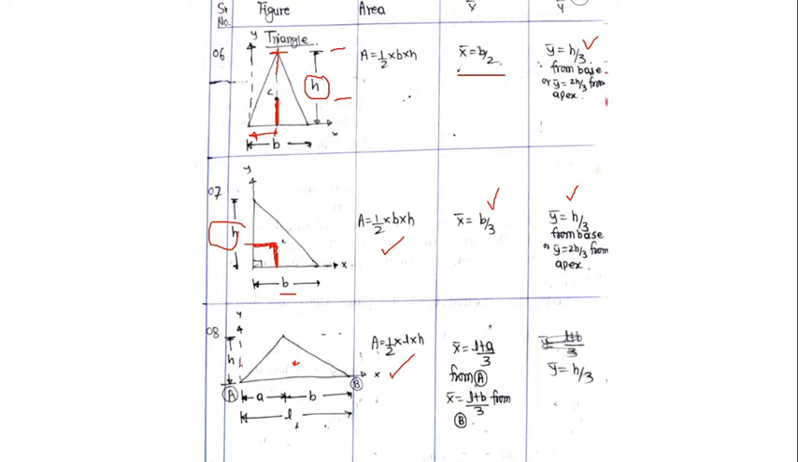The horizontal distance of the centroid measured from A, capital A, is equal to L plus A divided by 3. If you are measuring this distance from the second point B, then it will be equal to L plus B by 3. And what is the vertical distance? This is the vertical distance y bar. We are measuring this distance from the side, so 1 by 3 into the parallel dimension h. So, y bar is equal to h by 3.